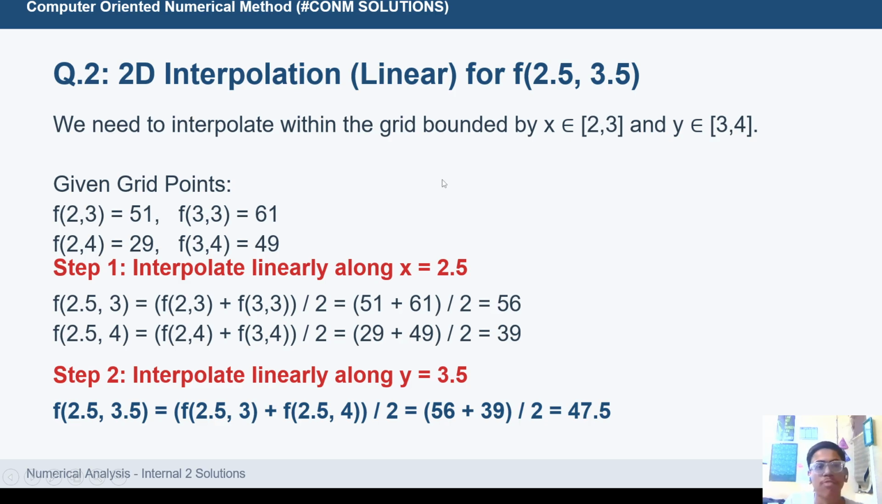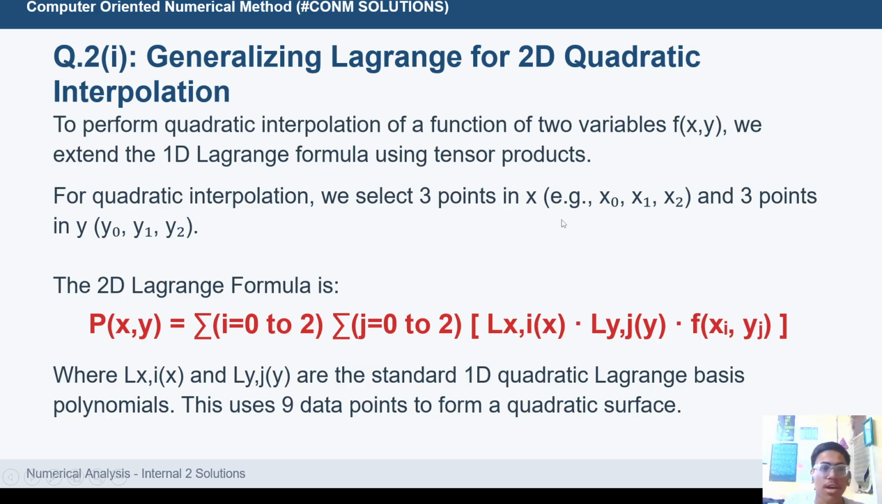We have solved the first part of the question where we need to interpolate and find the value of f of 2.5 comma 3.5. Now we will move on to the second part of the question, that is to generalize the Lagrange for 2D quadratic interpolation. So to perform quadratic interpolation of a function of two variables, we'll extend the 1D Lagrange formula using tensor products. So it is saying that if we need to find the formula for 2D Lagrange, we will extend the 1D Lagrange formula using tensor products.